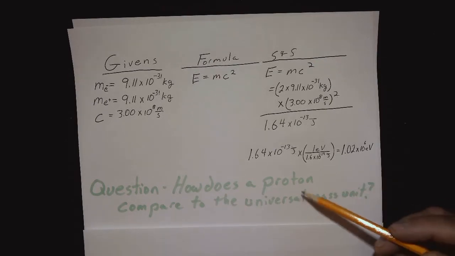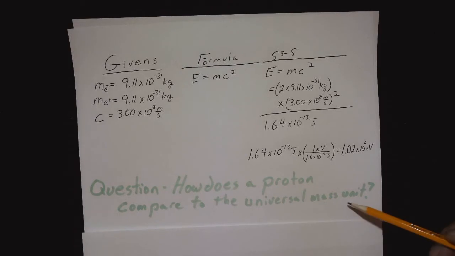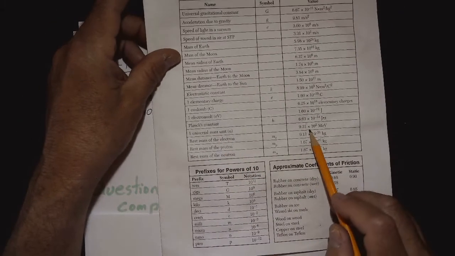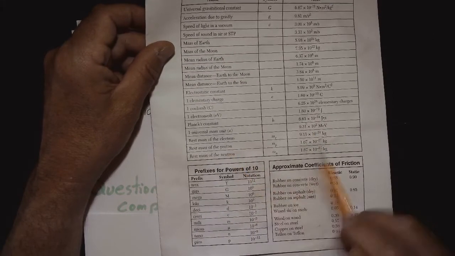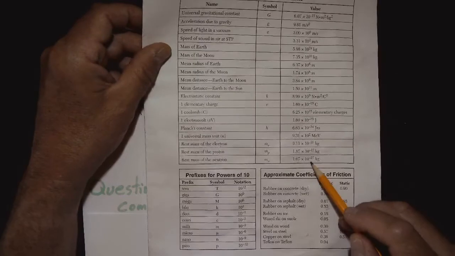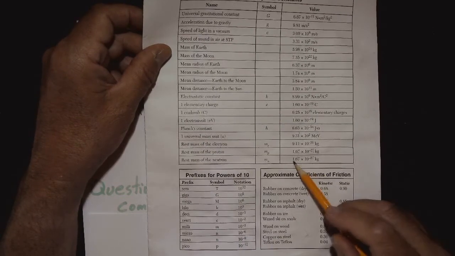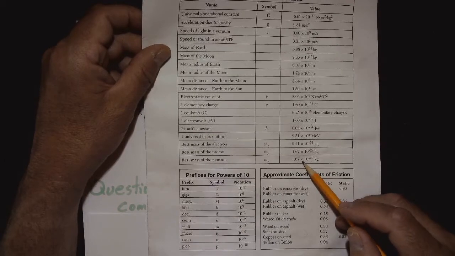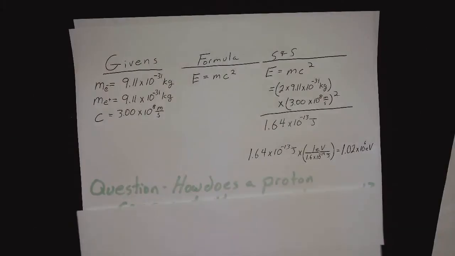So let's think of this. How does a proton compare to the universal mass unit? So here's the universal mass unit. We're also going to be talking about the rest mass of the proton, and notice that it is approximately the same as the rest mass of the neutron, at least out to 3 significant figures. The rest mass of the neutron is a little bit more, but comes out the same in 3 significant figures. So let's take a look at this.